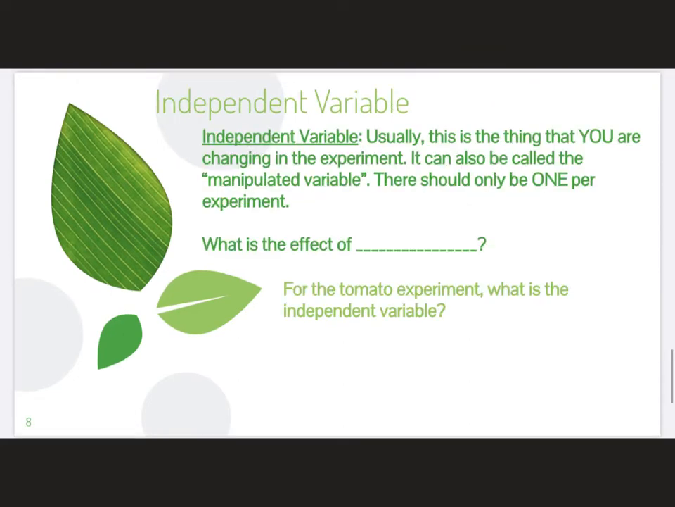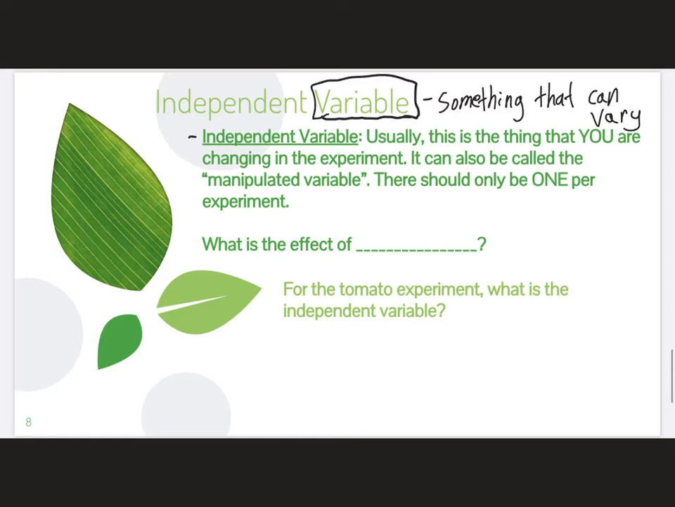Now we're going to talk about variables, different variables in a science experiment. And a variable, if you didn't know what a variable is, is something that can vary. It has the word vary right in it. So something that can vary. And specifically, we're going to look at 3 different types of variables, the first being the independent variable.